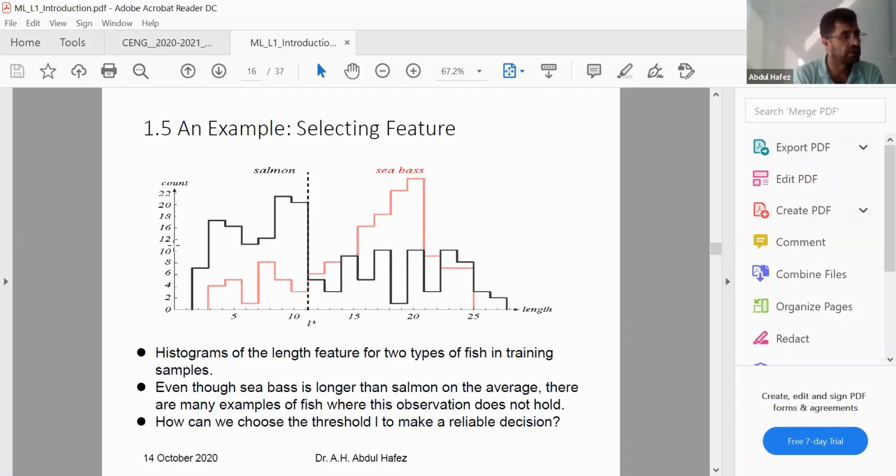Clear? Meltem, clear? Ahmad? Okay. Does anybody have a question about how to draw this histogram? No questions. Okay.